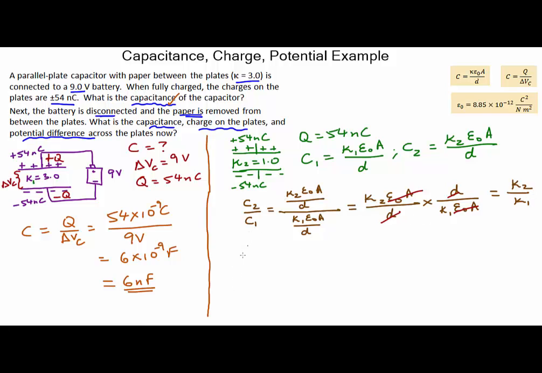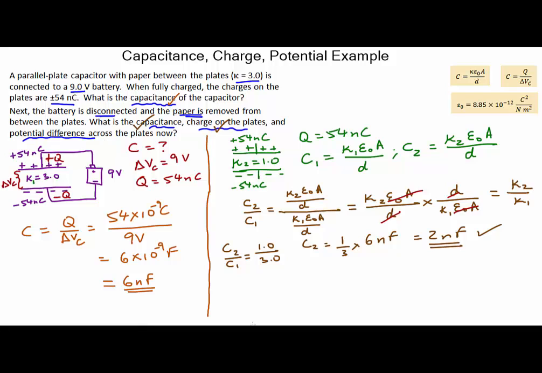And I know kappa 2 over kappa 1, so I can write this as C2 over C1 equals kappa 2 is 1.0, kappa 1, the original value, was 3.0. So this gives me C2 equals 1 over 3 times C1, and I know C1. That was the original situation over here, so that was 6 nanofarad, and this simply gives me 2 nanofarad. So now I've got the new capacitance of the capacitor. So I've done this part, and I already figured out the charges on the plates didn't change, so I knew that.